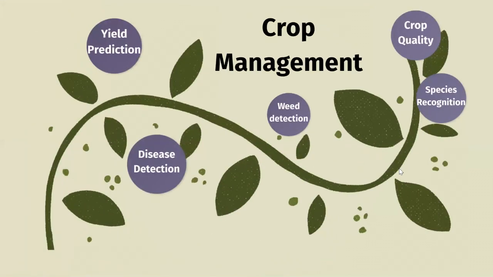In conclusion, crop management involves yield prediction, disease detection, crop quality, and species recognition. That's all from crop management. Thank you.